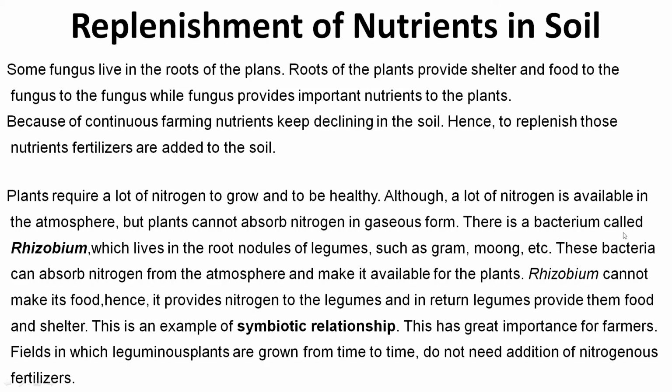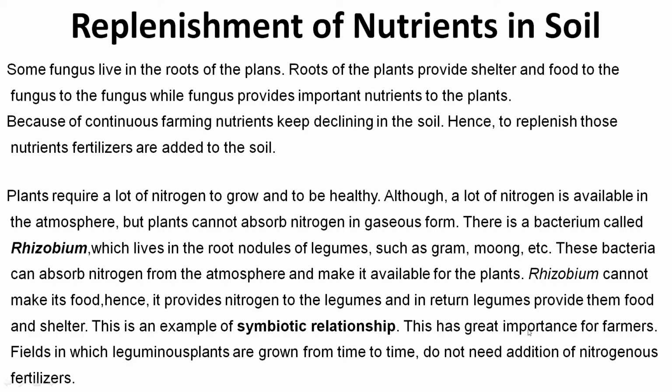There is a bacterium called rhizobium which lives in the root nodules of the legumes plants like gram, moong, etc. And this bacteria can absorb nitrogen directly from the atmosphere and make it available for the plants. Rhizobium cannot make its own food. Hence, it provides nitrogen to the legumes and in return, the legumes provide them food and shelter. This is an example of symbiotic relationship.